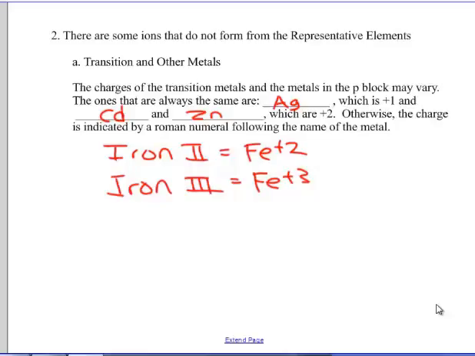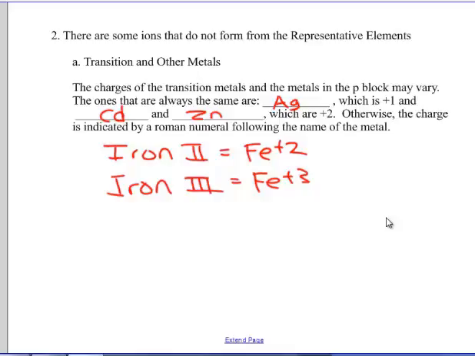So far, when we've talked about ionic compounds and writing their formulas, the cations and the anions have always had the same charges. This is different for the transition and other metals. The charges of the transition metals and the metals in the P block may vary. Remember when we were going over the periodic table, we said alkali metals always are positive 1, alkaline earth metals are positive 2. We skipped over the transition metals to say aluminum was positive 3, and then we skipped the other metals in group 4. Now we're going to go back and look at those.